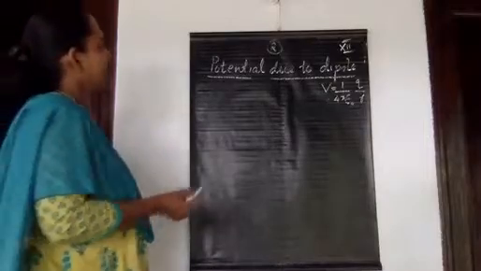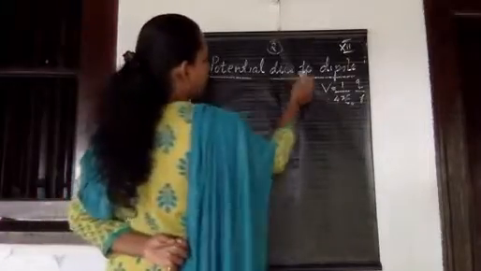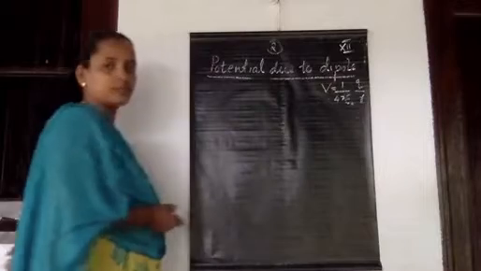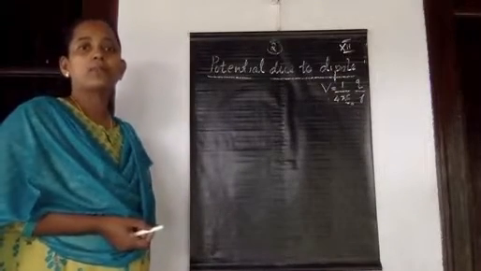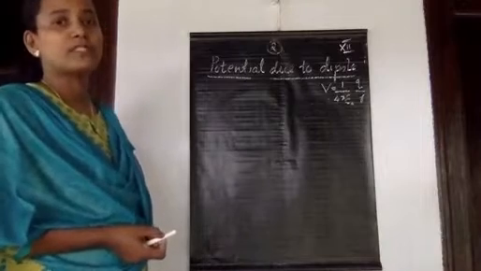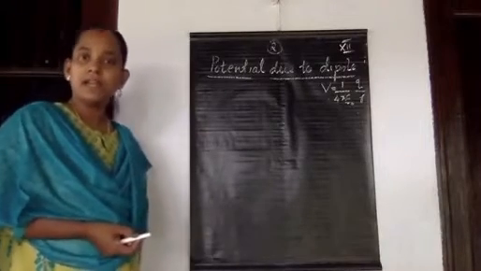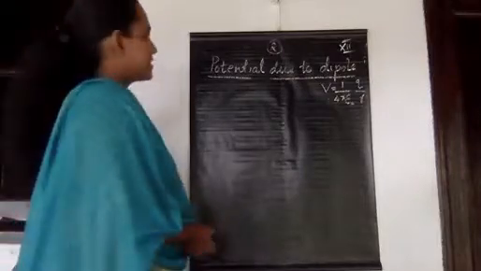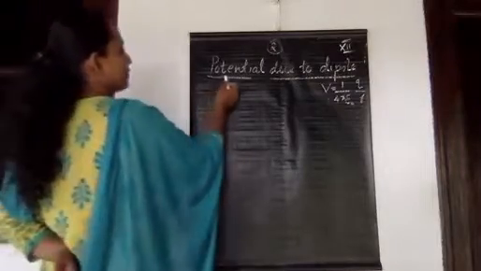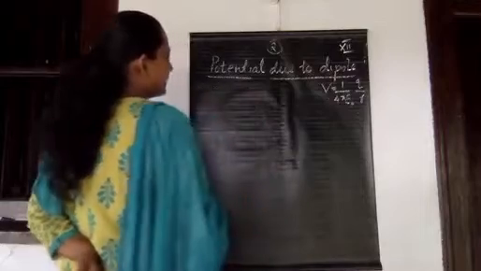In this section, we want to find the expression for potential due to a dipole itself. So what is a dipole? A dipole is a system of two equal and opposite charges separated by a distance, which is known as the dipole length. So in this section, we want to derive the expression for potential due to a dipole.